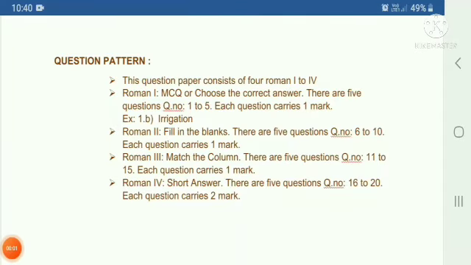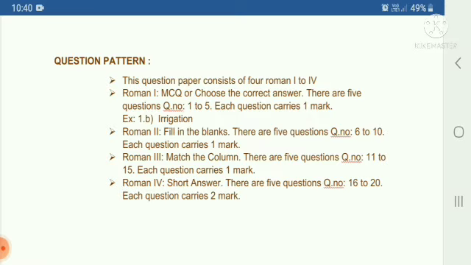Then we are going to see the question pattern of the test. This question paper consists of 4 Romans. Roman number 1, MCQ or choose the correct answer type questions. There are 5 questions, question number 1 to 5. Each question carries 1 mark. Dear students, in this Roman, you should write the answer as given below. I have given one example here. Like that, you should write answers in this Roman.